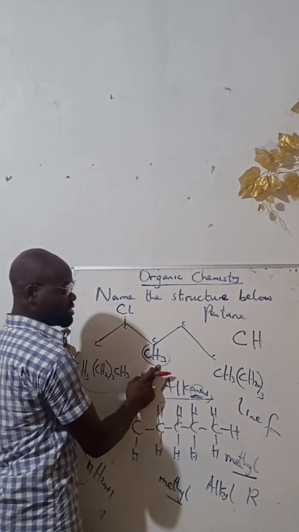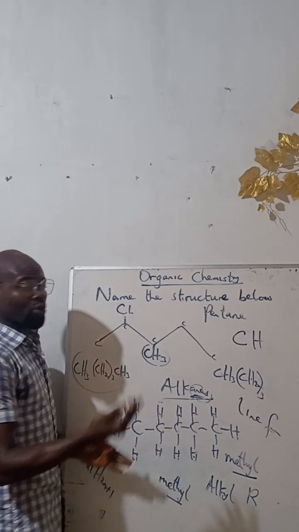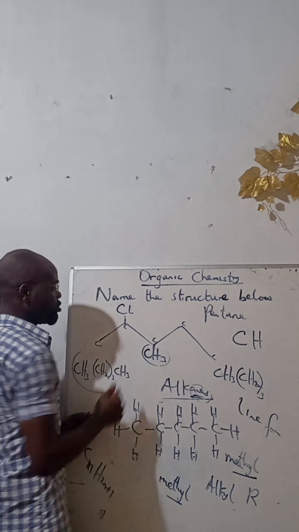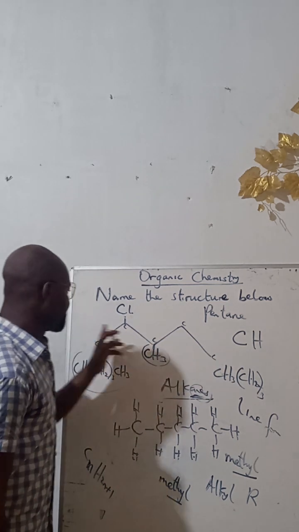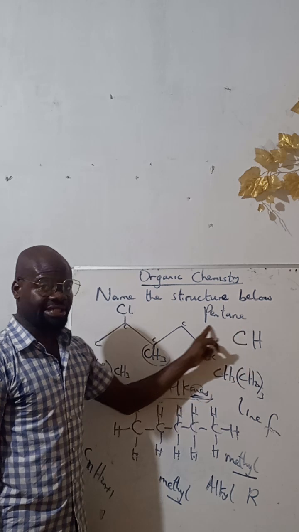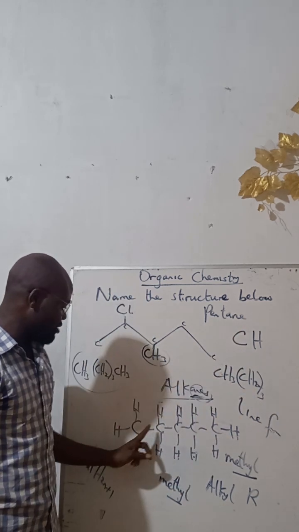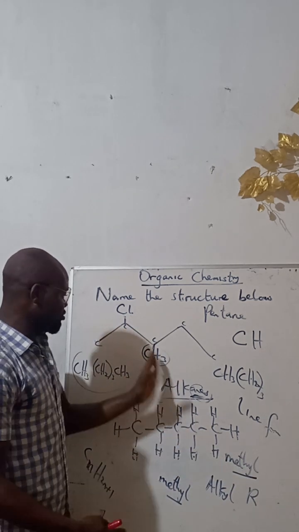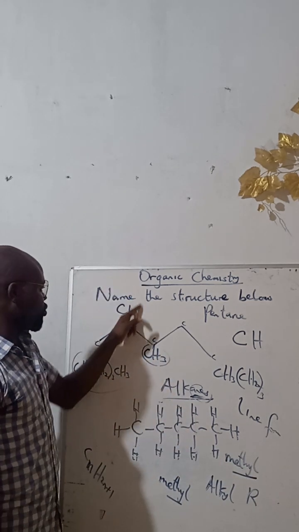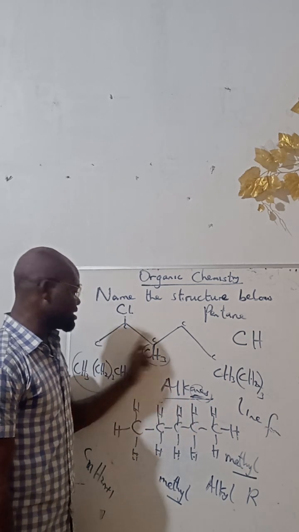So CH3 is methyl, and this Cl is chlorine. So you call it chlorine, that's chloro. So now let's come again now. The parent chain is what? The parent name is pentane because of 5. 1, 2, 3, 4, 5. That's pentane. Now the branches, the one that comes there, we have chlorine, you call it chloro, and then we have methyl, so 2 of them.